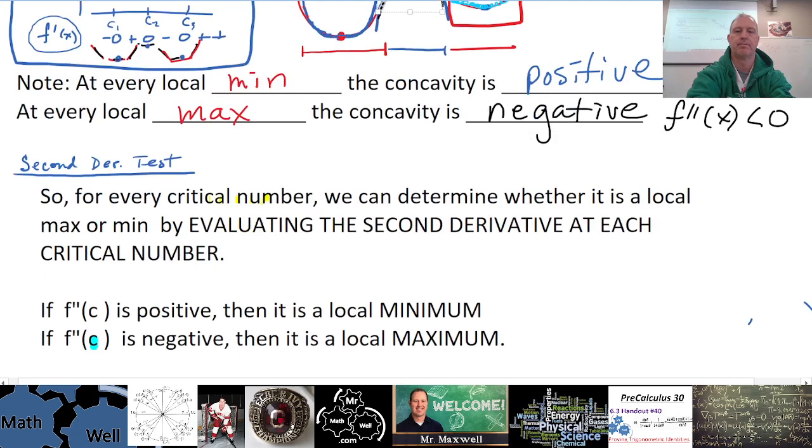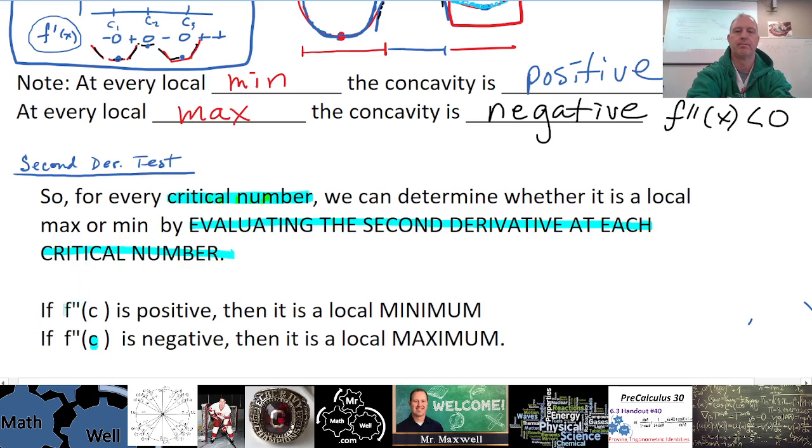So for every critical number, you're going to focus on your critical numbers, which again are the x values that cause the first derivative to be 0. For every critical number, we can determine whether it's a local max or min by evaluating the second derivative at each critical number. So here it is, evaluating the second derivative at each critical number.